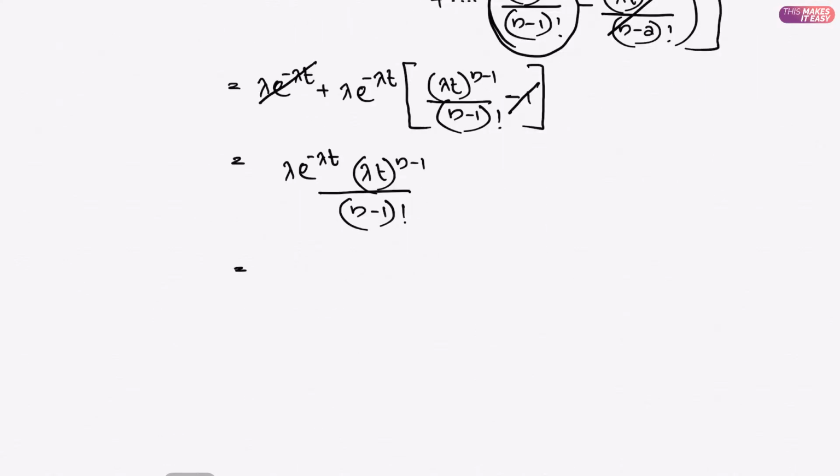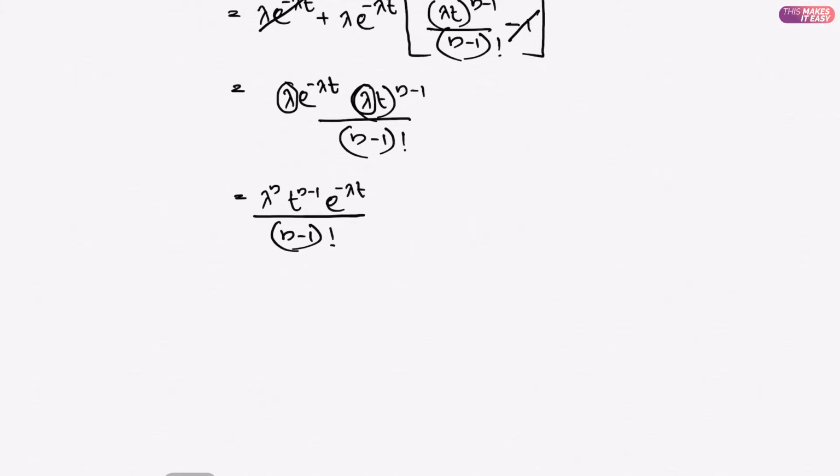This can be written as, I am taking lambda together, so it will be lambda power n t power n minus 1 e minus lambda t divided by n minus 1 factorial. This n minus 1 factorial we can write in gamma function like this, gamma n. So finally we will get the gamma distribution with two parameters n and lambda.